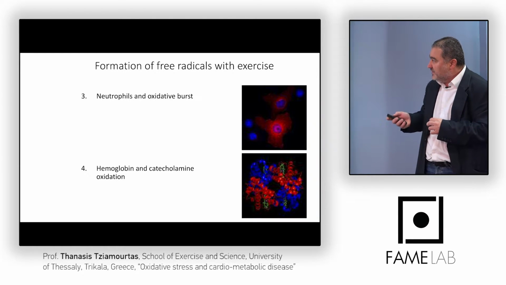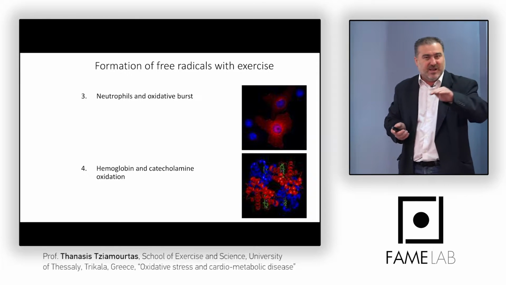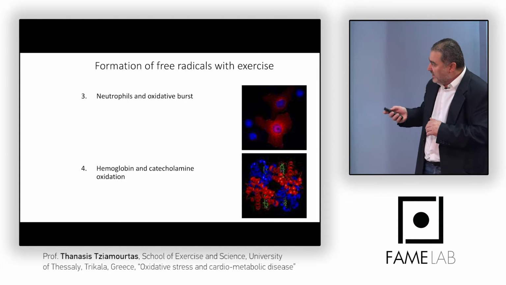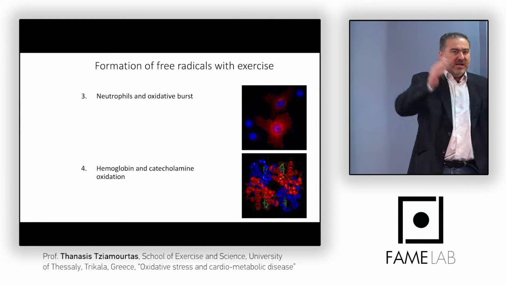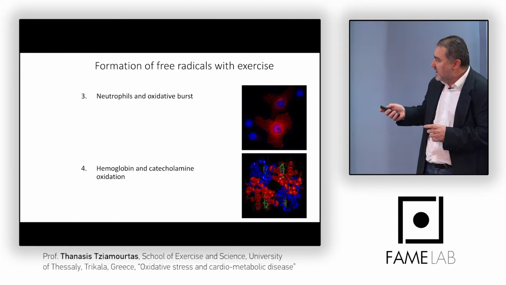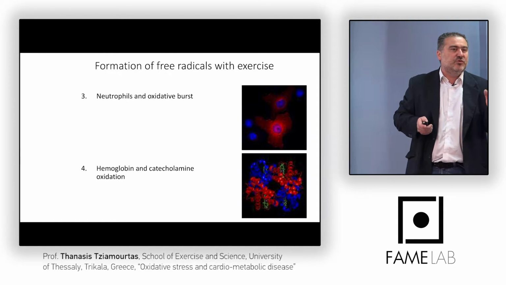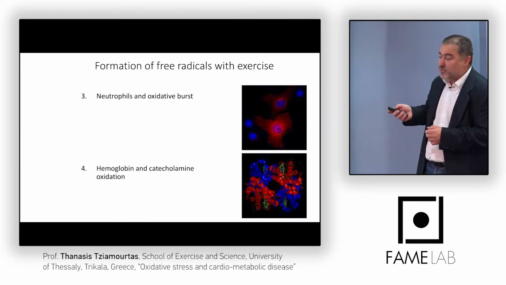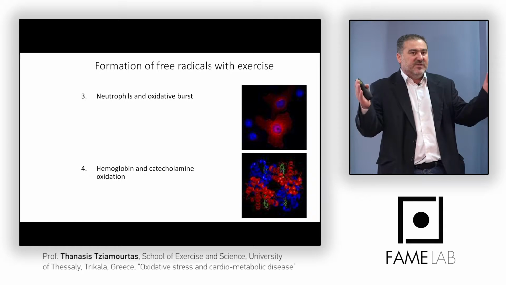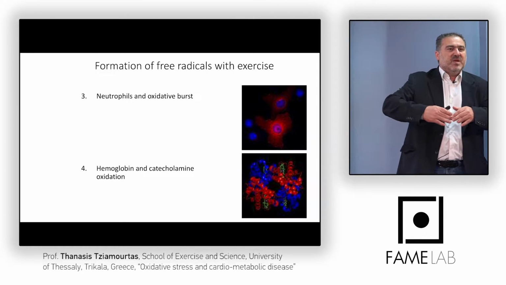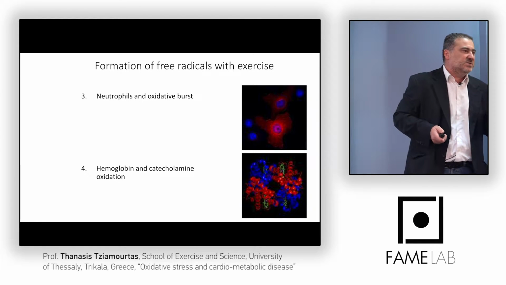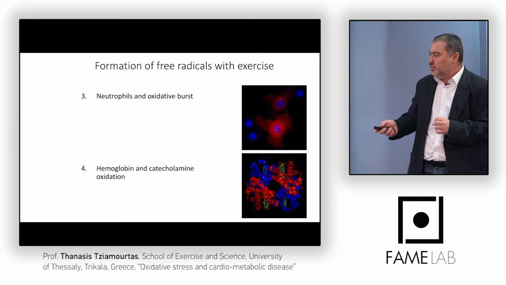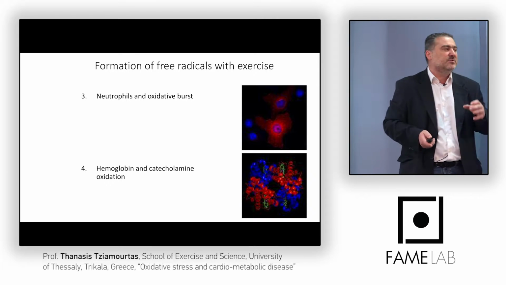If we look here, we see different cells that we can see with blue, and here we see that something appears like an explosion has happened with red. This is what is called oxidative burst due to the high presence of oxygen here in the neutrophils that are going to destroy different viruses or different foreign things that are going to get into our body. And a fourth way during exercise that can develop free radicals is due to destruction of different molecules like hemoglobin or catecholamines that contain iron.